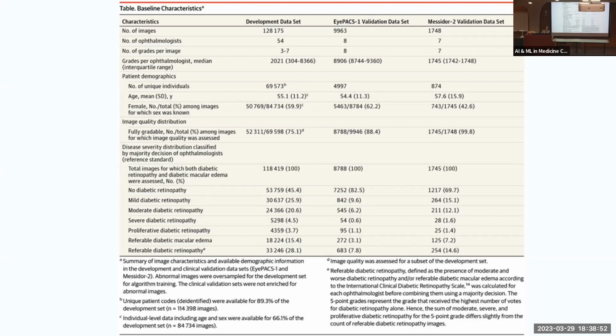Like what's the criteria? Yeah, that's a great question. So the question was, what's the criteria? How did they grade the retinopathy? So it was different from the quality. The quality was the 1 to 7 scale. I think I took a note of it somewhere here.